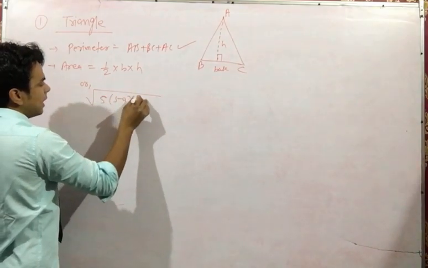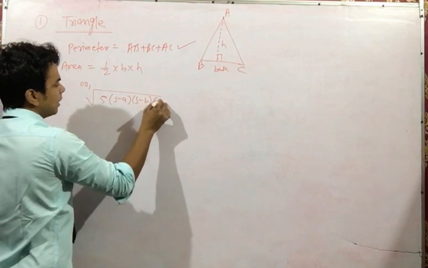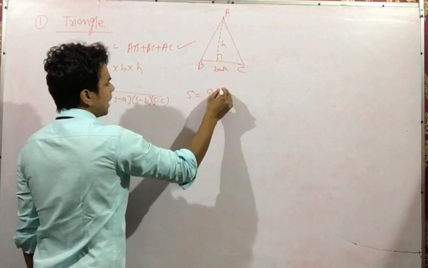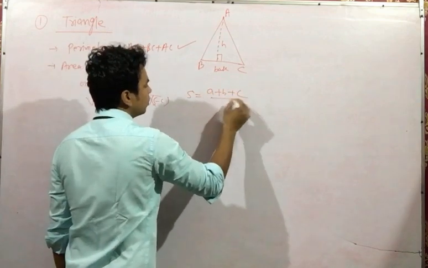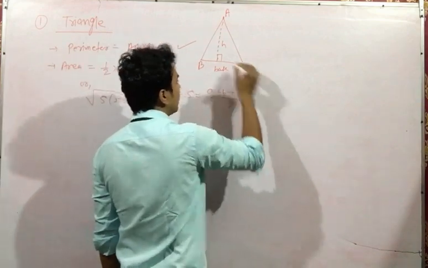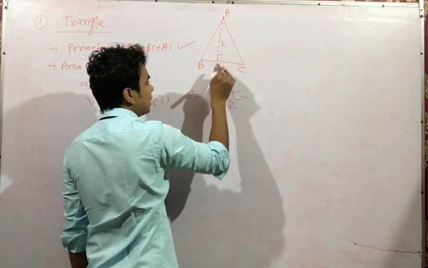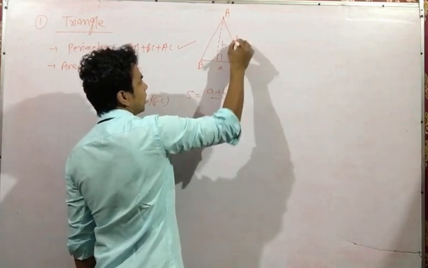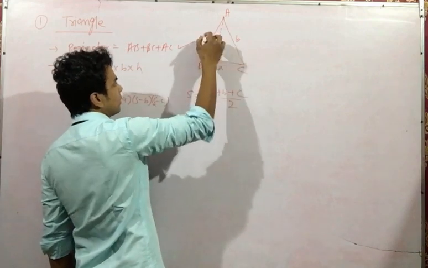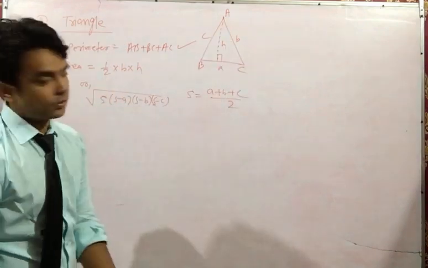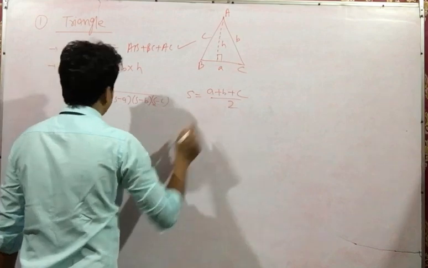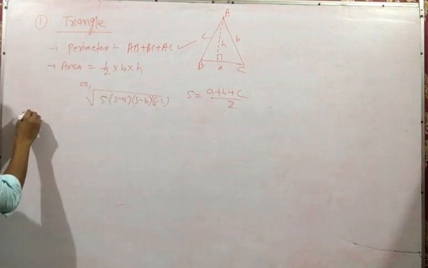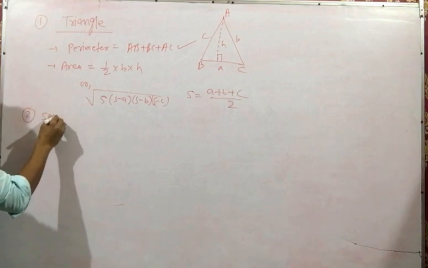Square root of S into S minus A, S minus B, and S minus C, where S is what? It is A plus B plus C by 2. And what is A plus B plus C? The side in front of A is known as A, the side in front of B is known as B, the side in front of C is known as C. Length of sides. Okay, so it is semi-perimeter. There are two kinds of questions that can be asked from triangles. Now we'll move toward the second step, that is square.